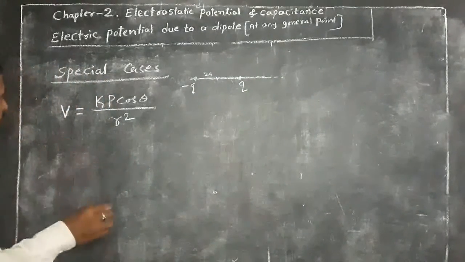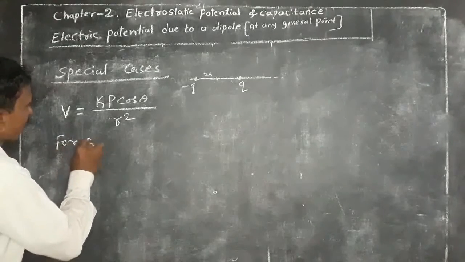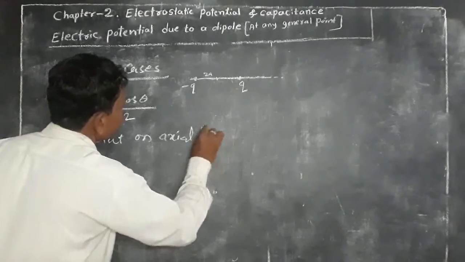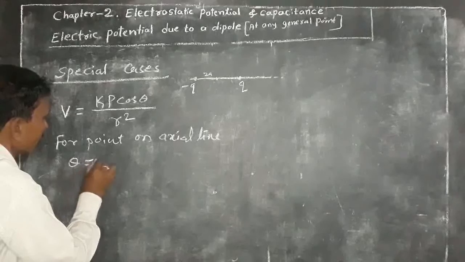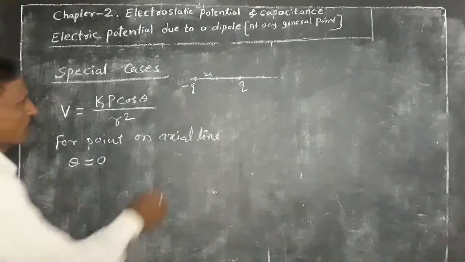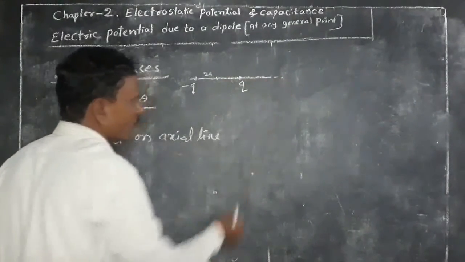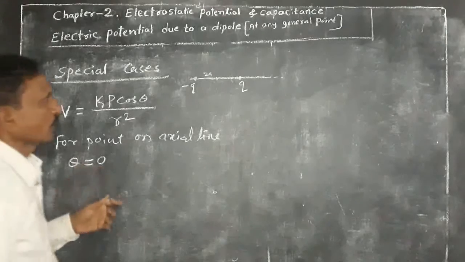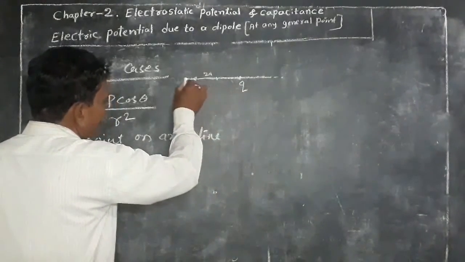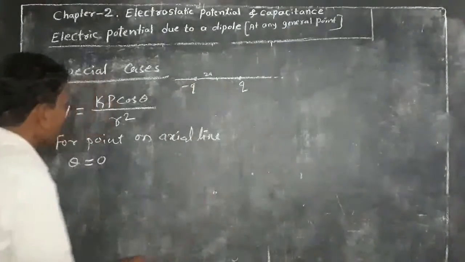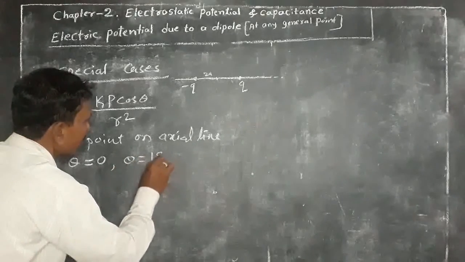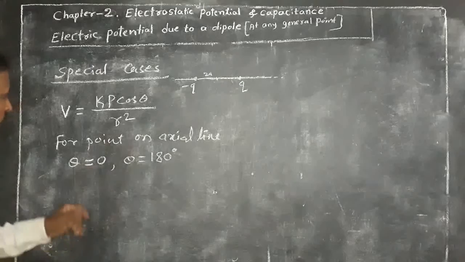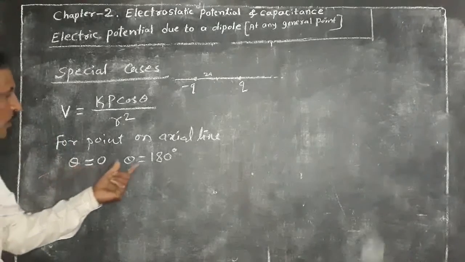For a point on the axial line, theta equal to 0. That is the angle between the dipole moment and the point P. They are in the same direction, therefore theta equal to 0. And if the point lies on the opposite side to the dipole moment, then theta equal to 180 degrees. Therefore, for a point on the axial line, there are two possibilities, theta equal to 0 and theta equal to 180 degrees.